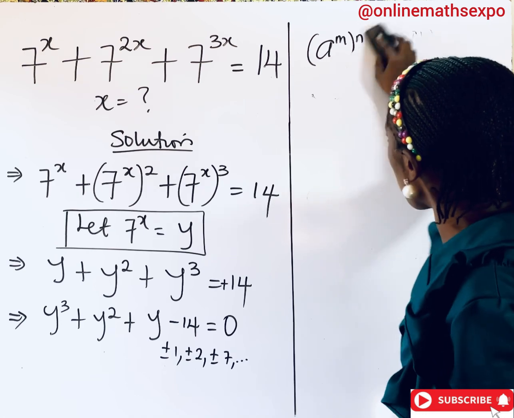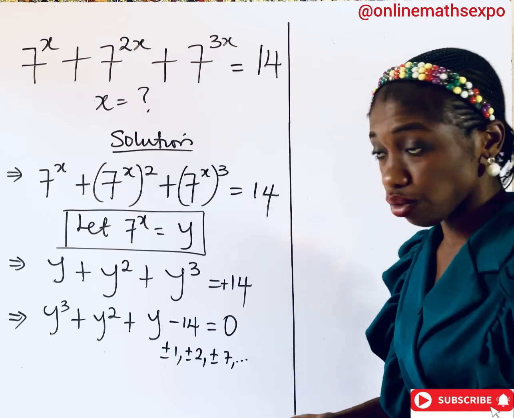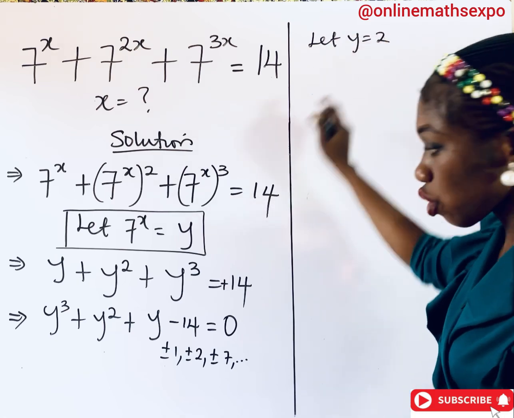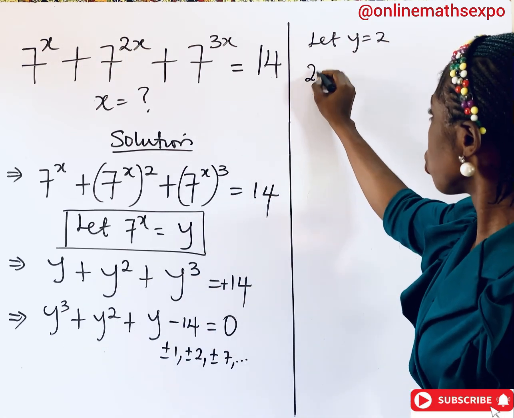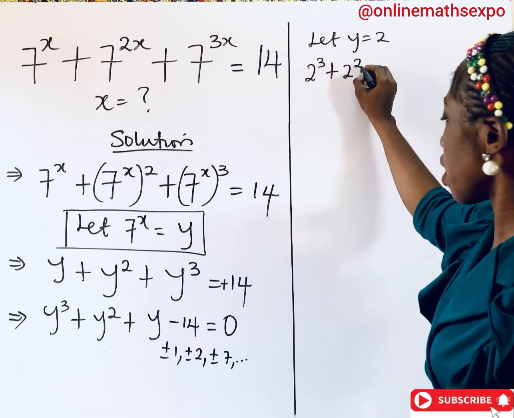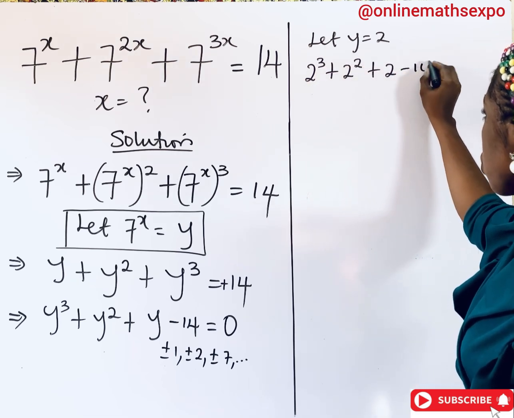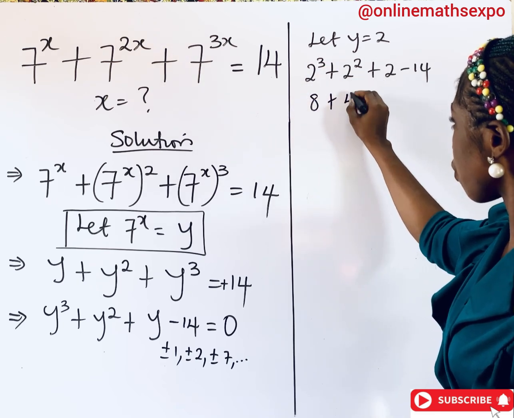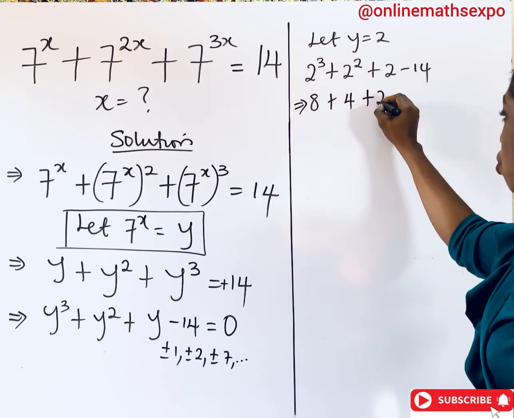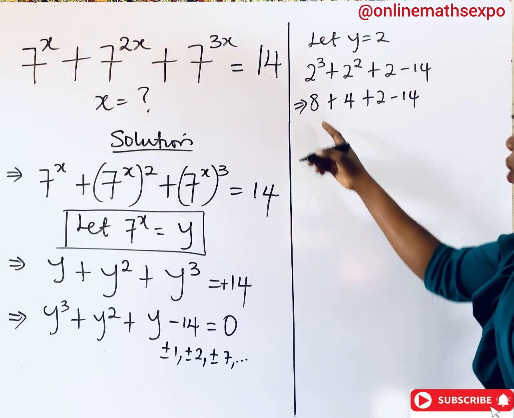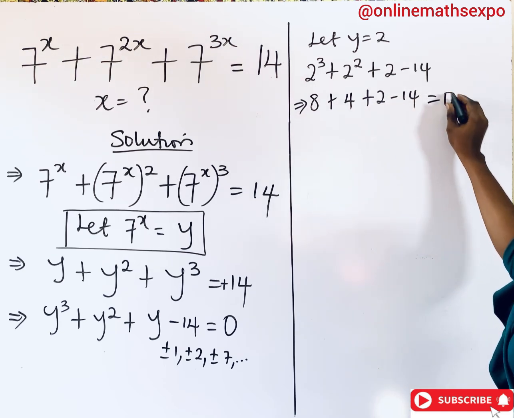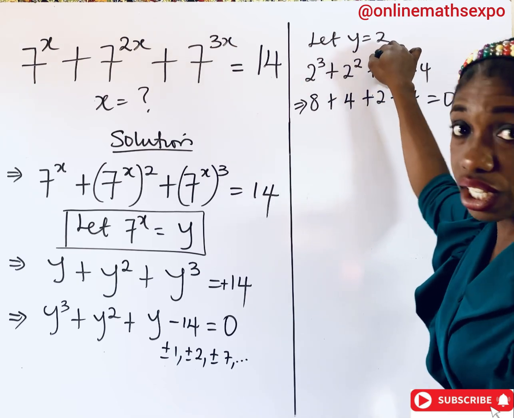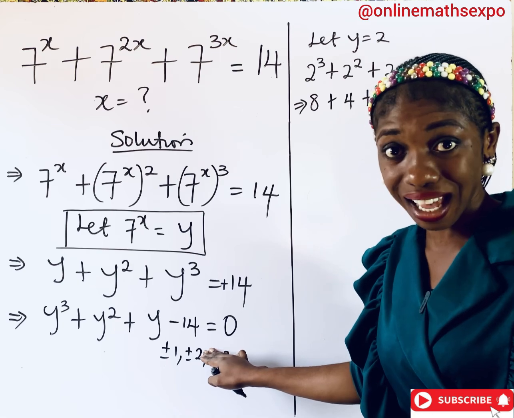So let's try for when y is 2. So in that case, we can say let y be equal to 2. So we put it here, we are going to have 2 cubed plus 2 squared plus 2 minus 14. This will give us 8, plus this will give us 4, this will give us 2, minus 14. And when you simplify this, it is equal to 0. And what it means is that y being 2 is a solution to this cubic equation.